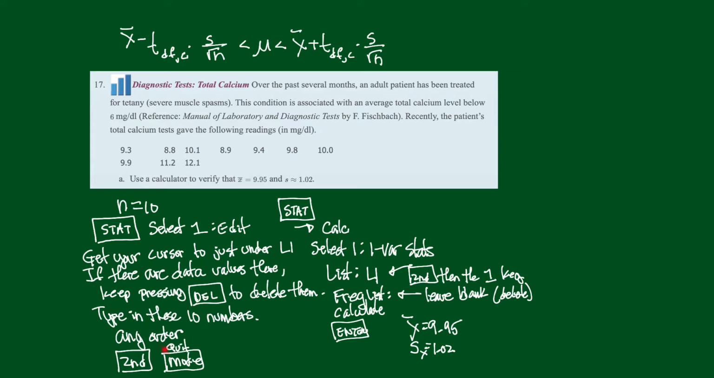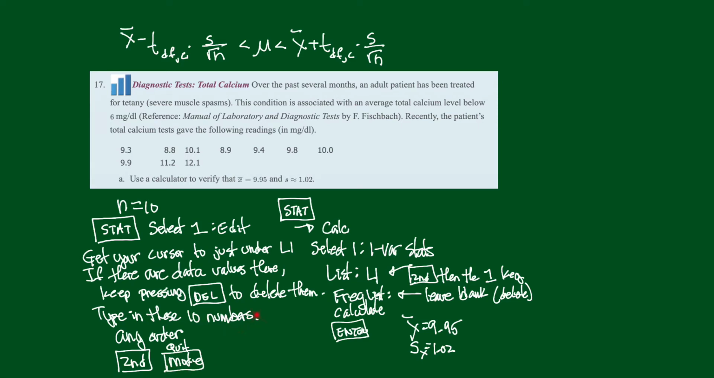Then type in these 10 numbers, right? So you type in all the 10 numbers. A number like 9.3, enter. 9.9, enter. 8.8, enter, and so on. You get all those in. Then what you want to do is press second quit. They're right next to each other. That gets you out of the editor. So second quit, you're back to your computation window.